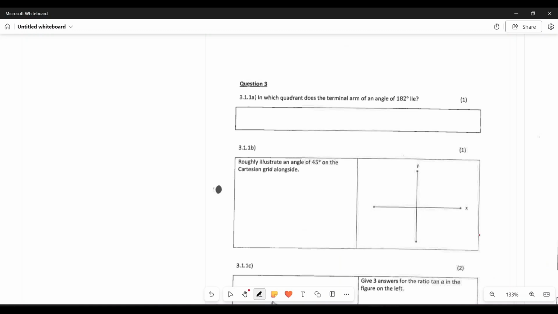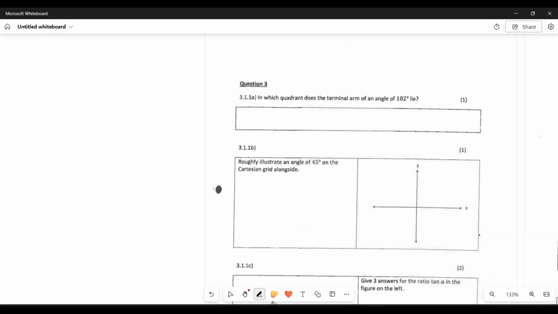Now, in this video, we're going to be looking into trigonometry questions. These questions are from previous exam questions. We're going to be dealing with 2D trig, using shapes and making use of those shapes. We're going to try and answer the following questions relating to trig, as well as solving identities. For the first question, they say, in which quadrant does the terminal arm of angle 182 lie?